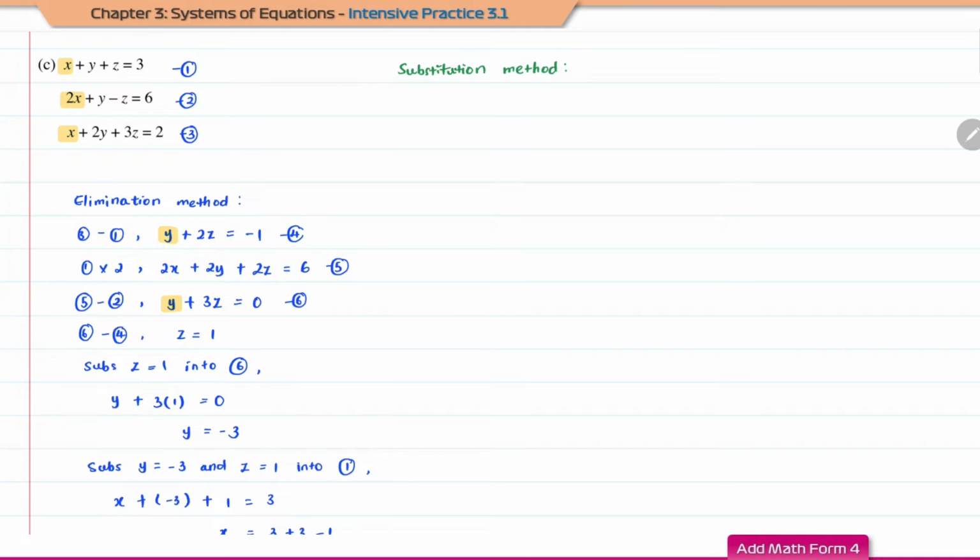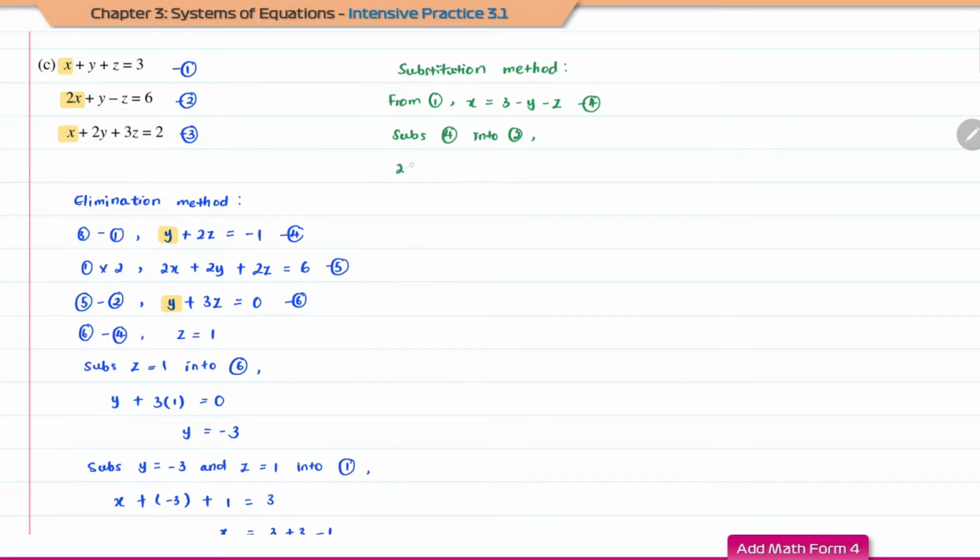So here I'm going to choose the variable x in equation number 1 as the subject of the formula. So from equation number 1, x will be equal to 3 minus y minus z. I'm going to label this as my equation number 4, and this is the equation that we're going to substitute into equations 2 and 3.